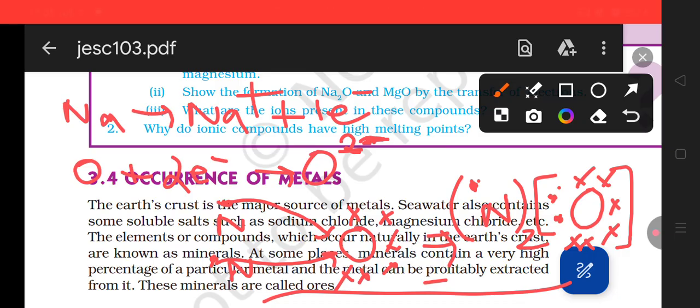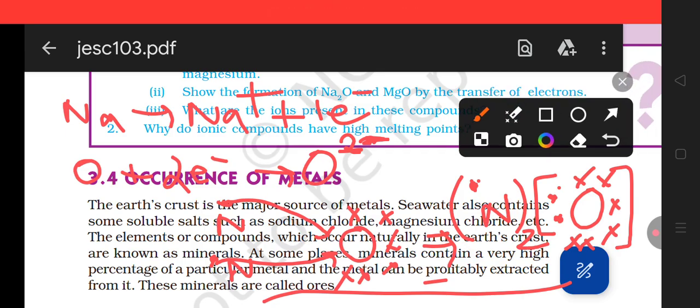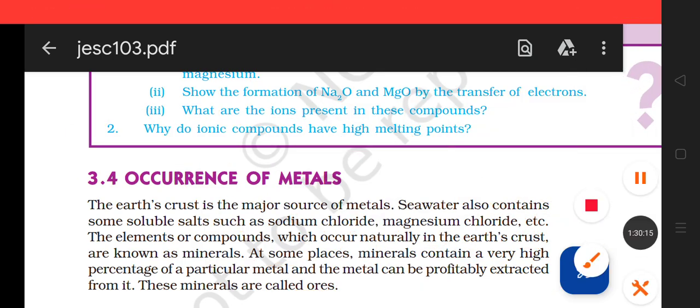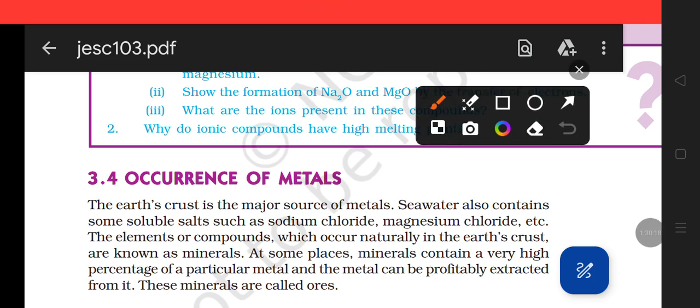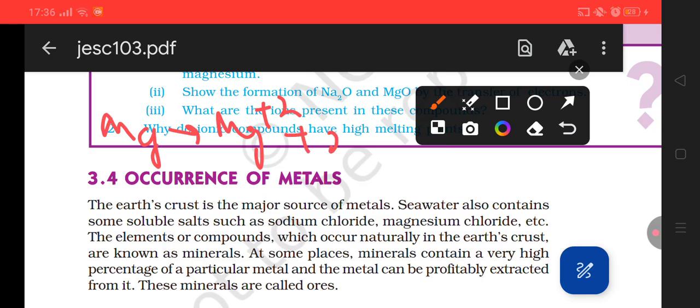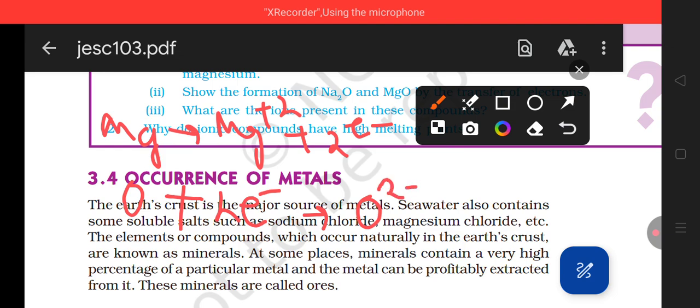MgO also I am showing you because I think you want me to show this. So first take the screenshot of this one and then I am showing you the next one. If I talk about MgO, Mg is equal to Mg 2 plus plus 2 electrons. Now oxygen is there, isn't it? Oxygen plus 2 electrons will give oxygen 2 negative.